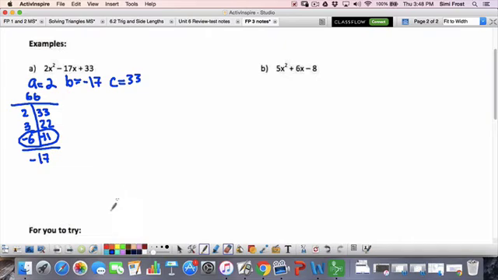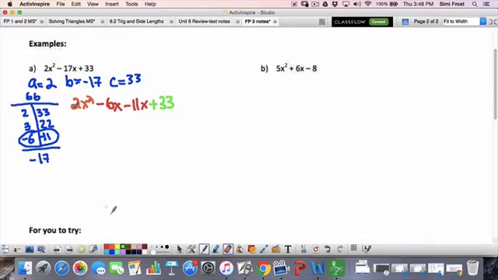So I keep the first term the same. Color code this whole thing here, maybe. Keep the first term the same. I would have 2x squared. And now I'm going to split that middle term. So this negative 17 is now negative 6x minus 11x. And you can see that negative 6x minus 11x, if I were to combine my like terms, would equal negative 17x. And then on the end here, I'm going to put the 33 back.